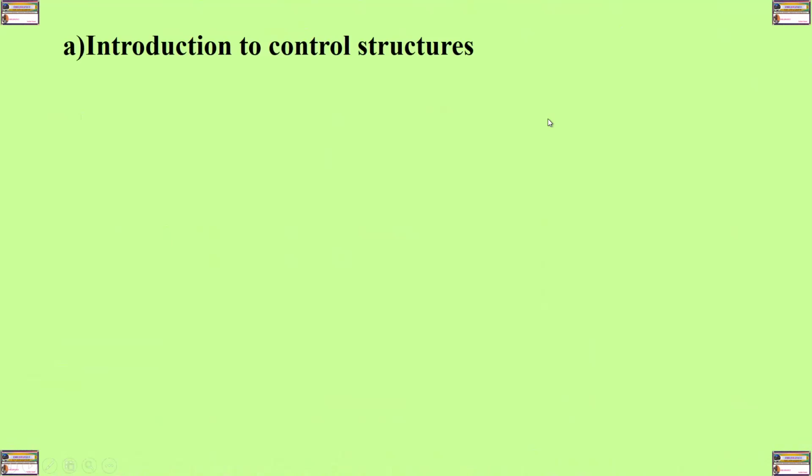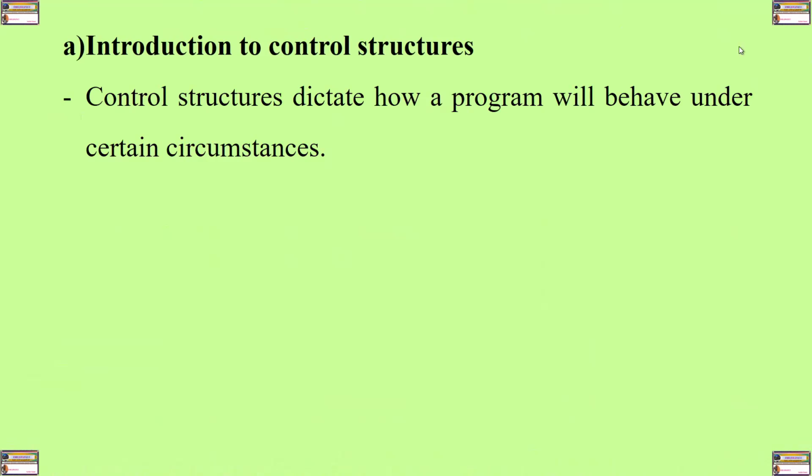In this tutorial, we are going to learn what control structures are. In other words, I'm going to introduce control structures, and then once we know what control structures are, we shall proceed and look at one type of control structure which we call the sequence. So, what is a control structure? A control structure, simply put, is a set of statements that dictate how a program will behave under certain circumstances.